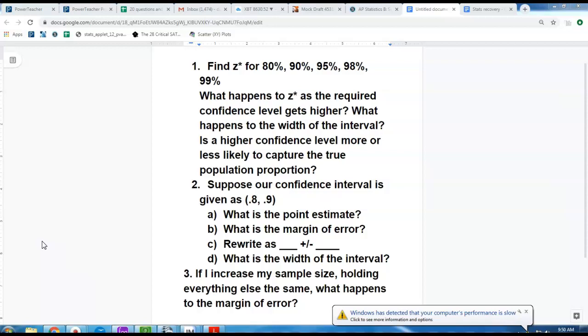And then number 3, if I increase my sample size and hold everything else the same, what happens to the margin of error? Well, the sample size is on the bottom of the fraction. So when I divide by a bigger number, what happens to this overall value? It gets smaller. So that'll make my margin of error smaller, which would make the width of my interval smaller. It's like I'm more confident in my work, so I can narrow down my estimate. Questions on any of that then?